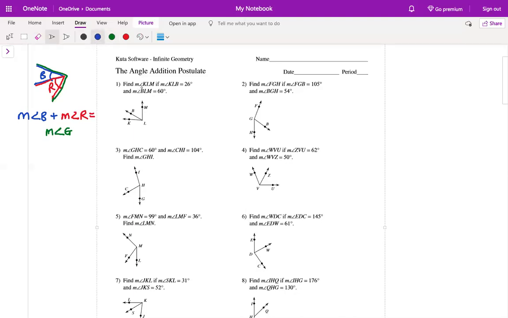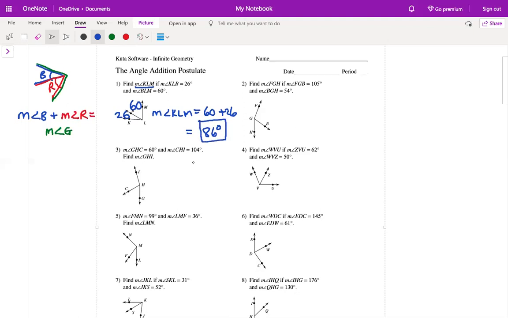So the first one says we need to find the measure of angle KLM. KLM is the big angle around the edge, and they tell us that the measure of KLB, so the small one, is 26 degrees, and we should always just write the information so that just helps us figure out what we've got to do. And the measure of BLM is 60. Remember, with angles, the middle letter is the vertex. So we have to find the measure of KLM. So the measure of angle KLM is going to be the sum of the two smaller angles.